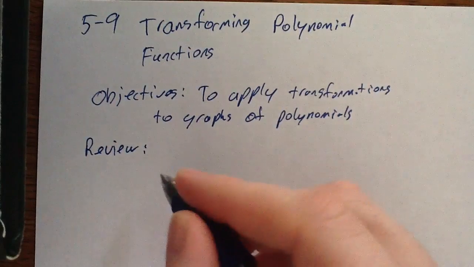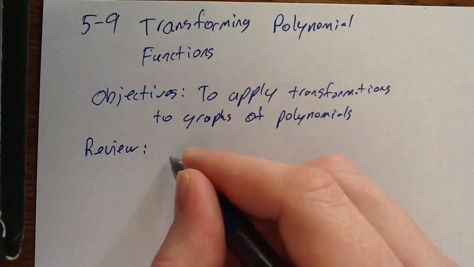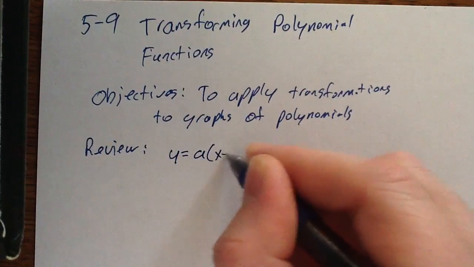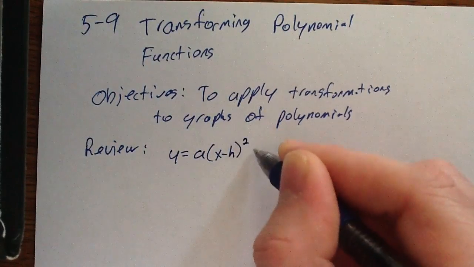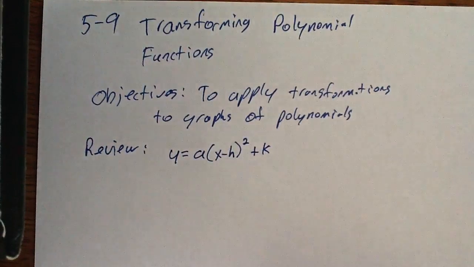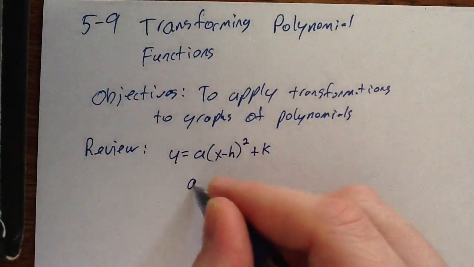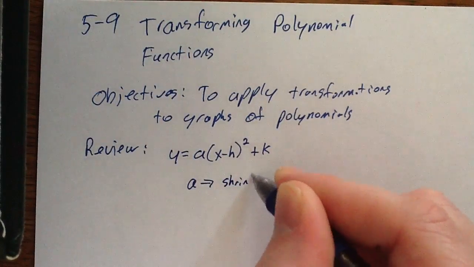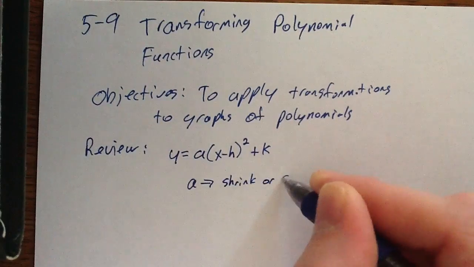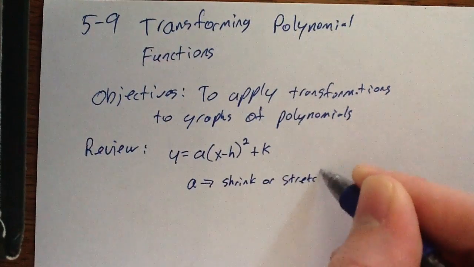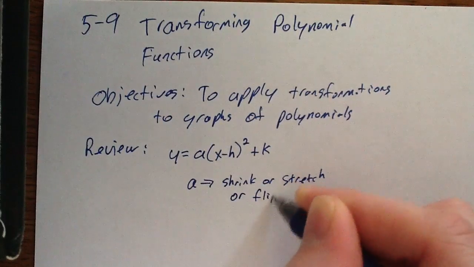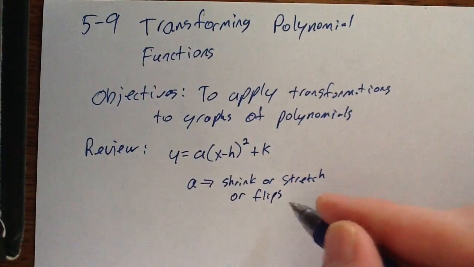So as a quick review, let's go over how our quadratics behaved. Remember, our general form was y equals a parentheses x minus h quantity squared plus k. And if you remember, the a is the variable that does the shrink or the stretch, or it flips it. Remember, it flips when a is negative.